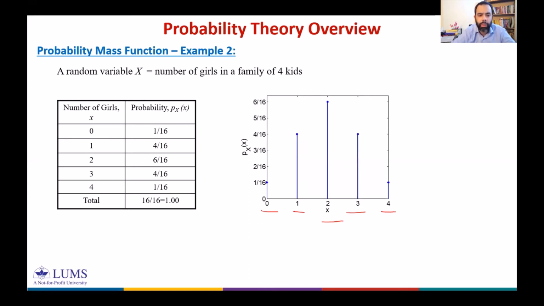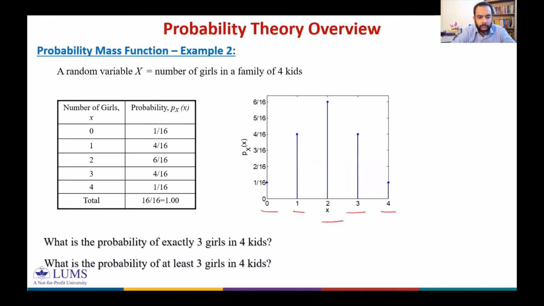If I ask a question given this probability mass function, and you want to answer these two questions: what is the probability of exactly 3 girls in 4 kids? That would be simply, you can read this value from the probability mass function plot. That is 4 over 16. What is the probability of at least 3 girls in 4 kids? You can have 3 girls or you can have 4 girls. That is 4 over 16 plus 1 over 16, which is equal to 5 over 16.